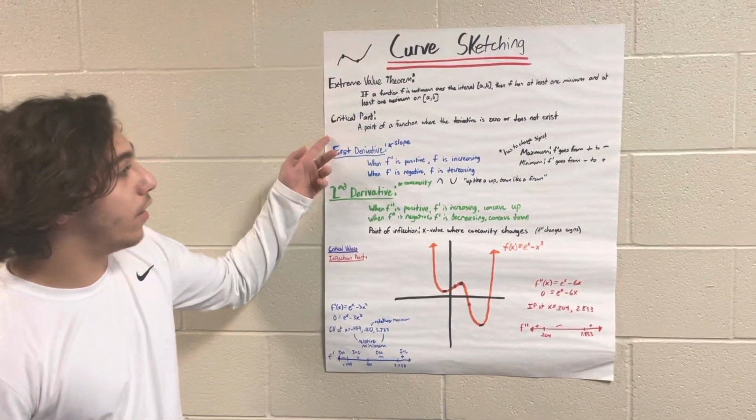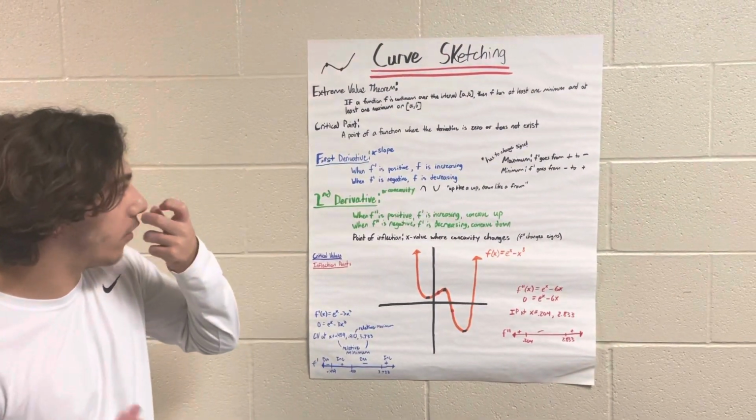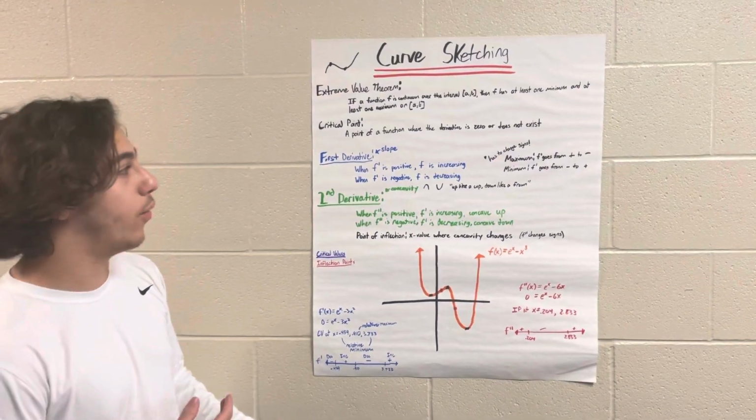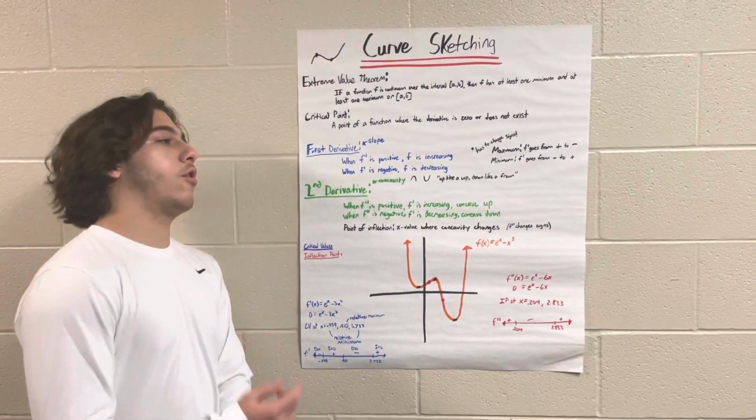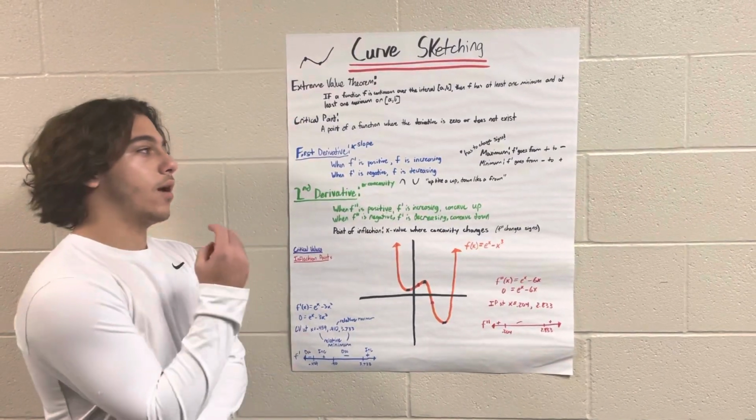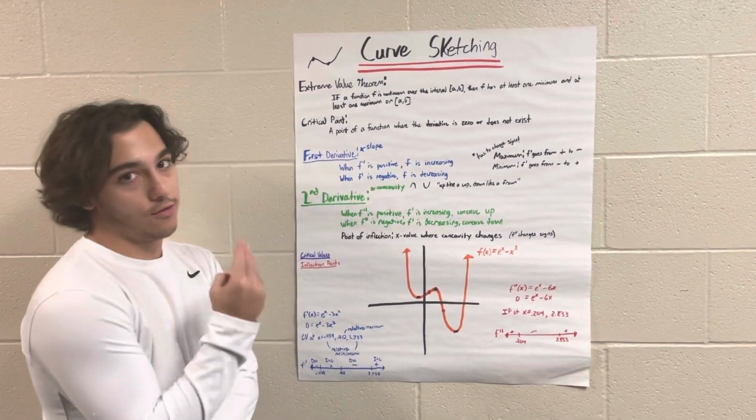A critical point is just a point on the function where the slope at that point is 0 or doesn't exist. So we need to talk about the applications of the derivative in graphing.